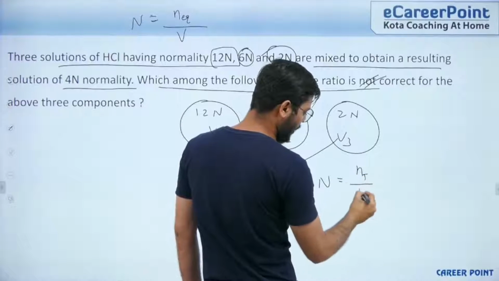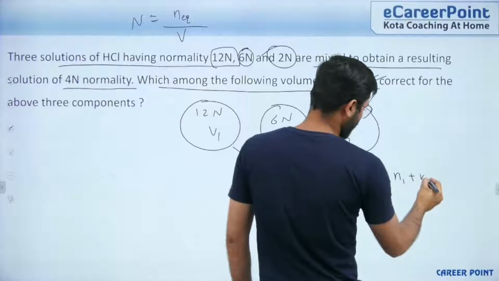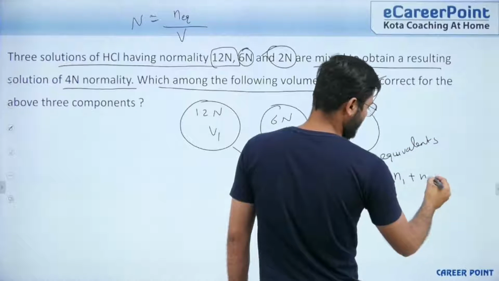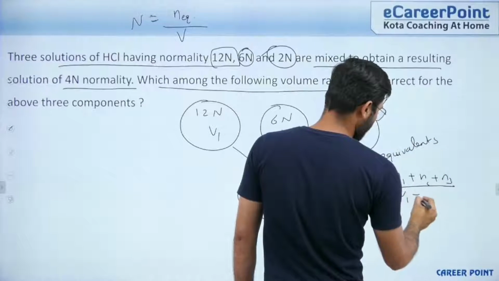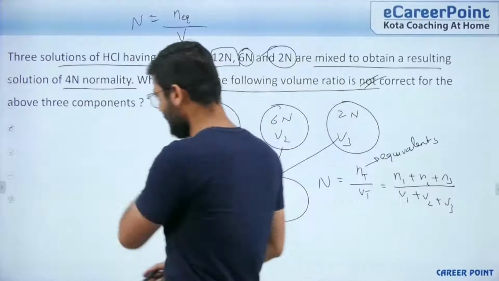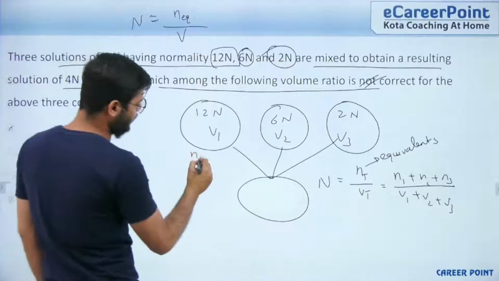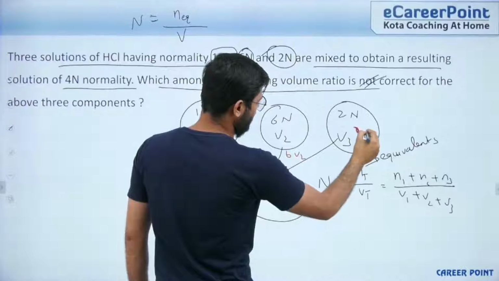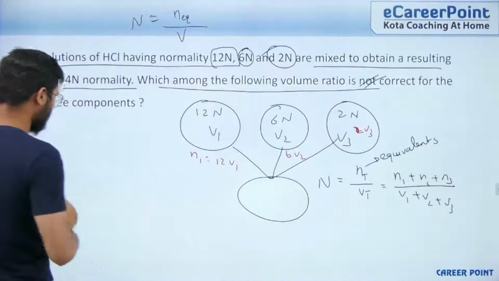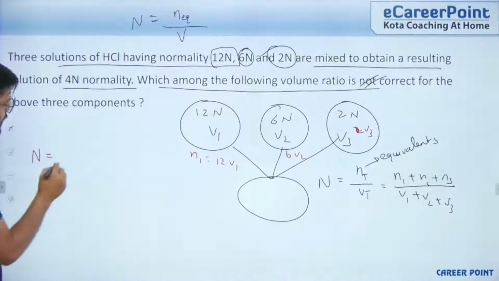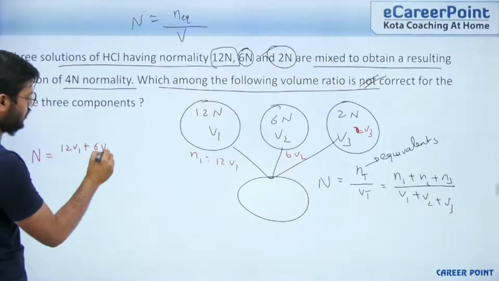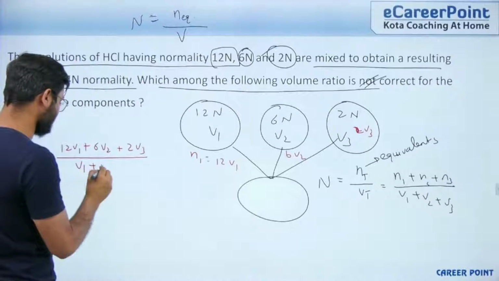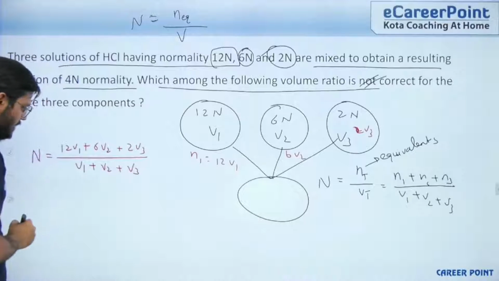Normality is total number of equivalents upon total volume. Here we are talking about equivalents, not the number of moles, because it is normality. So N1, N2, N3 over V1 plus V2 plus V3. You can calculate the equivalents from here: 12V1, 6V2, 2V3. Now add it. The normality will be (12V1 plus 6V2 plus 2V3) upon total volume V1 plus V2 plus V3. This is the normality.